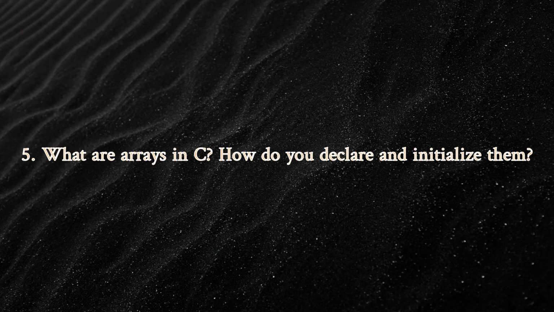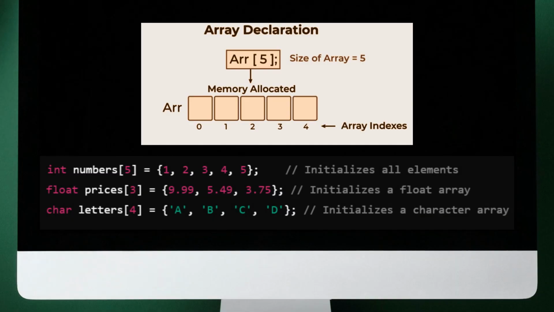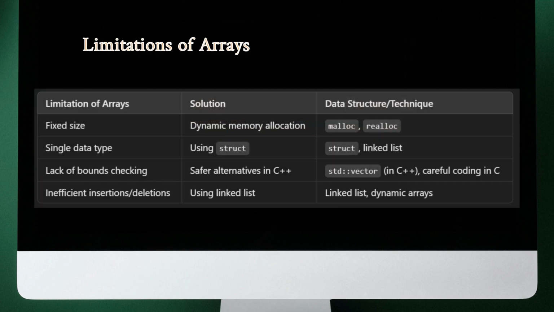5. What are arrays in C? How do you declare and initialize them? An array in C is a collection of elements of the same data type, stored in contiguous memory locations. Arrays allow you to store multiple values using a single variable name, which makes it easier to manage large sets of data. There are some limitations of arrays in C, such as fixed size, single data type, and lack of bounds checking, which can be addressed by using more advanced data structures and techniques. Here are some types and data structures that help overcome the limitations of arrays.